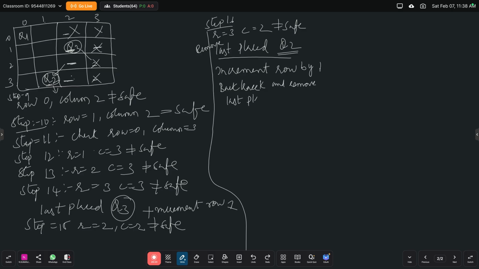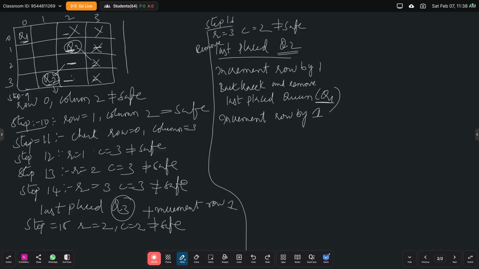What is the last placed queen? Q1 is the last placed queen. This is that place. Again remove Q1 also. After removing Q1, what do we have to do? Now increment the row by 1.